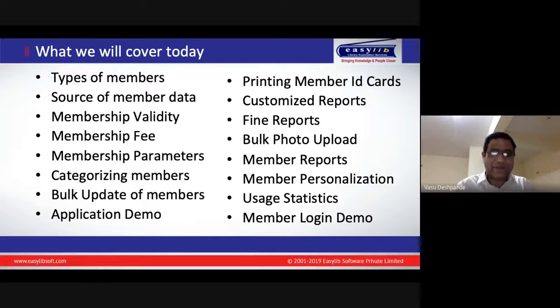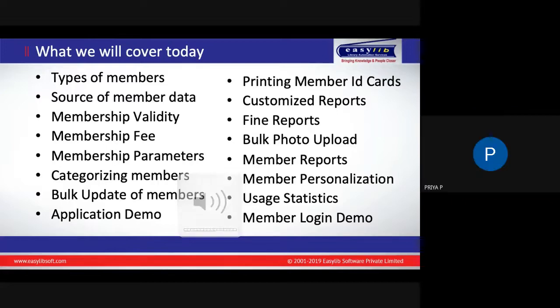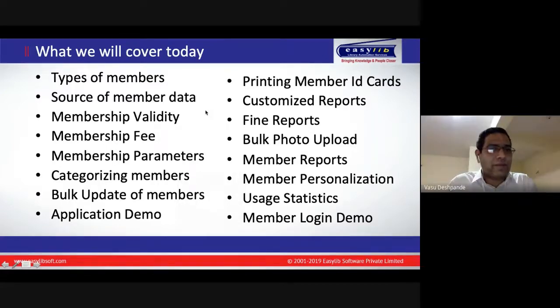So anyway, let me cover this as is. So where were we? We were covering the different types of members. Priya, you can tell me if there is any issue on the audio. Okay. Now we were going over the membership parameters. We'll cover in the circulation how you set the membership parameters. Then categories of the different members. We'll go over bulk update of the members. How do you update in bulk?